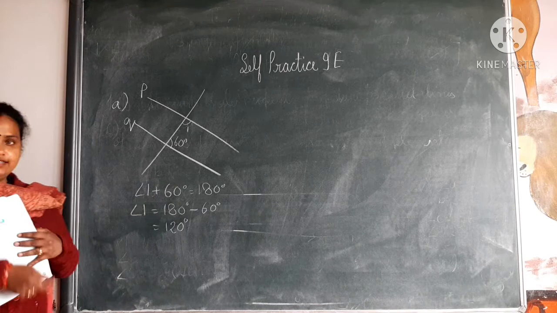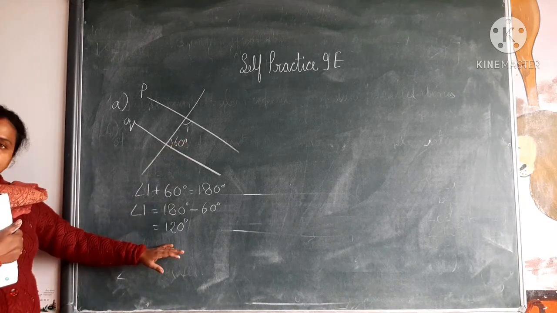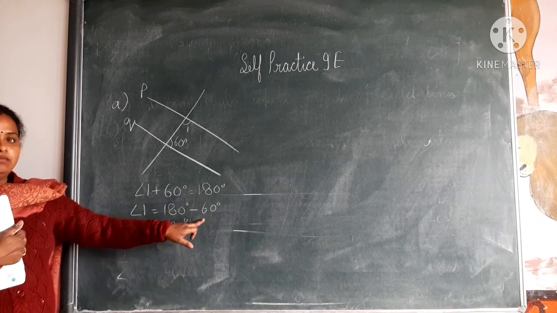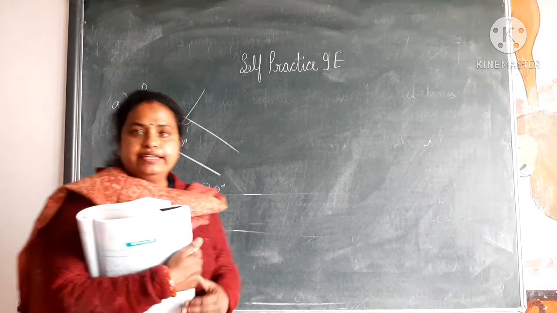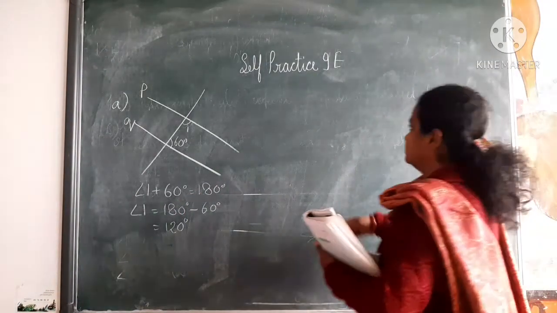So what is said, that the sum of these two angles should be equal to 180 degree. So 120 plus 60 will be how much? 180 degree. Now see the B part of it.